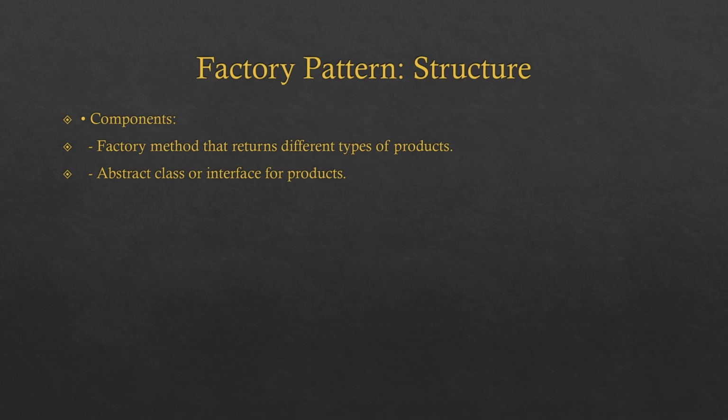The factory pattern involves a method that returns different product types along with an abstract class or interface defining the products. This design promotes flexibility and decouples the client from specific implementations.